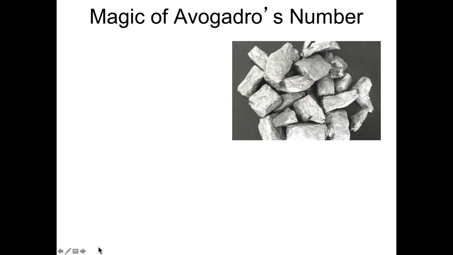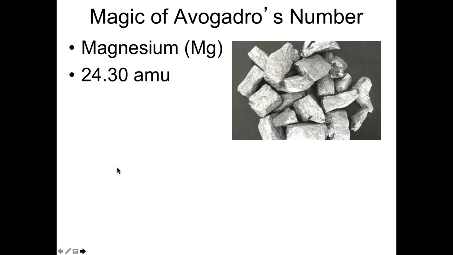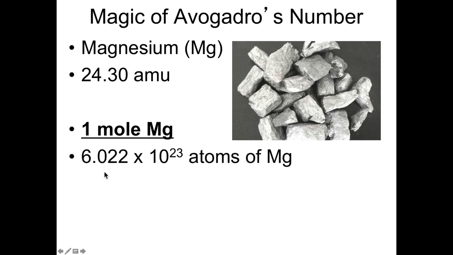Now, here is the magic of Avogadro's number. So I have a picture here of magnesium. When I look on the periodic table, magnesium has an atomic mass of 24.30 AMUs. On the periodic table, you have the atomic number and the atomic mass number, and the atomic mass number of magnesium is 24.30. So here's the deal with 1 mole of magnesium. 1 mole of any item is going to be 6.022 times 10 to the 23rd atoms of magnesium.